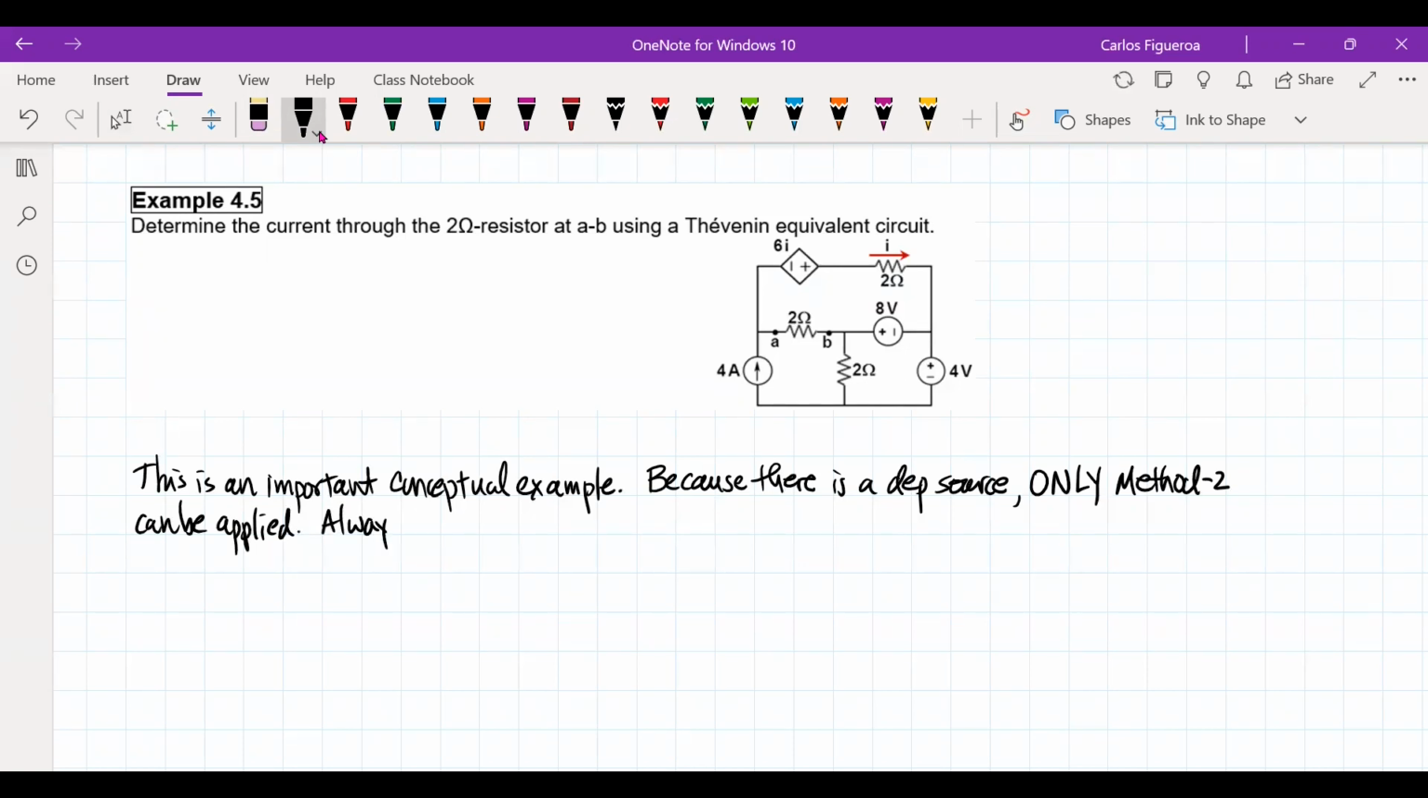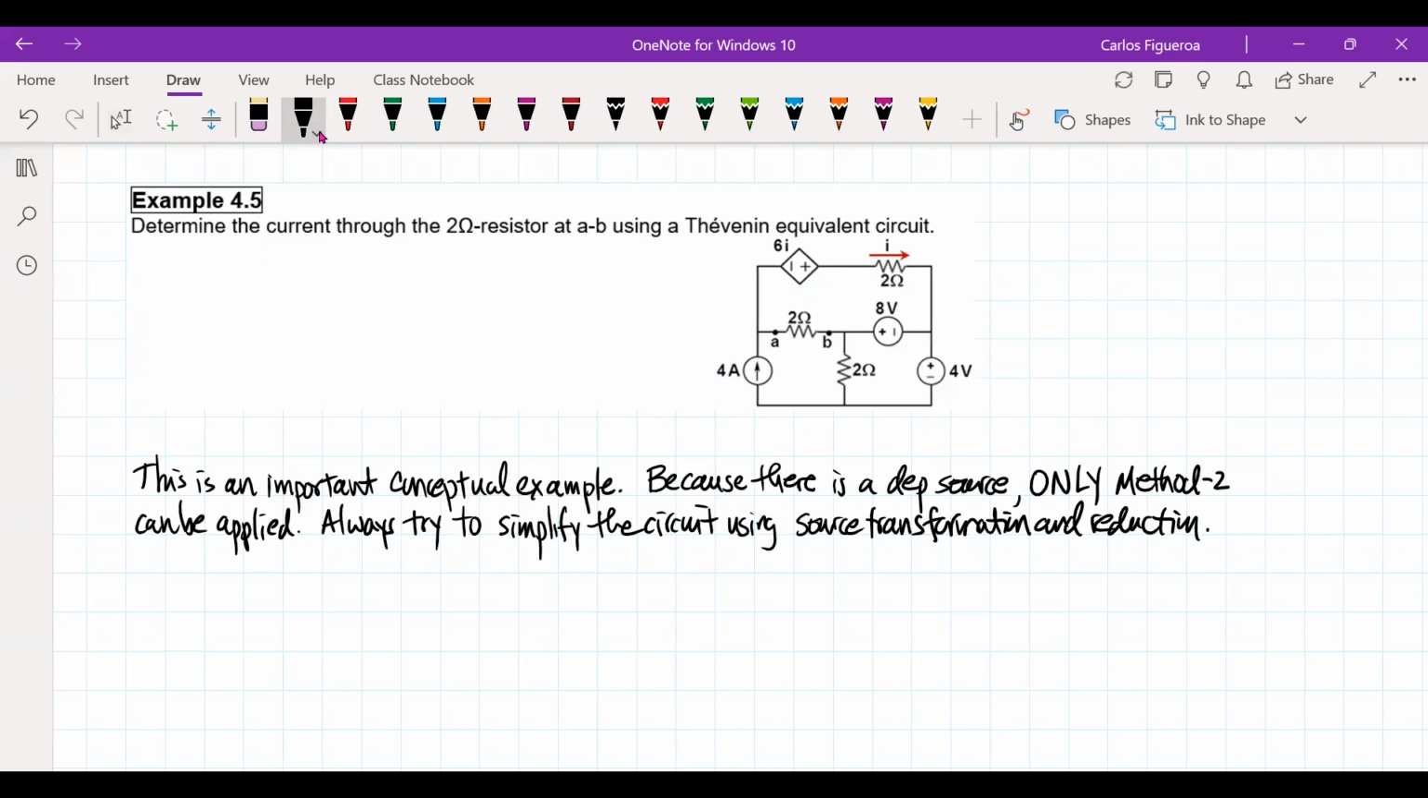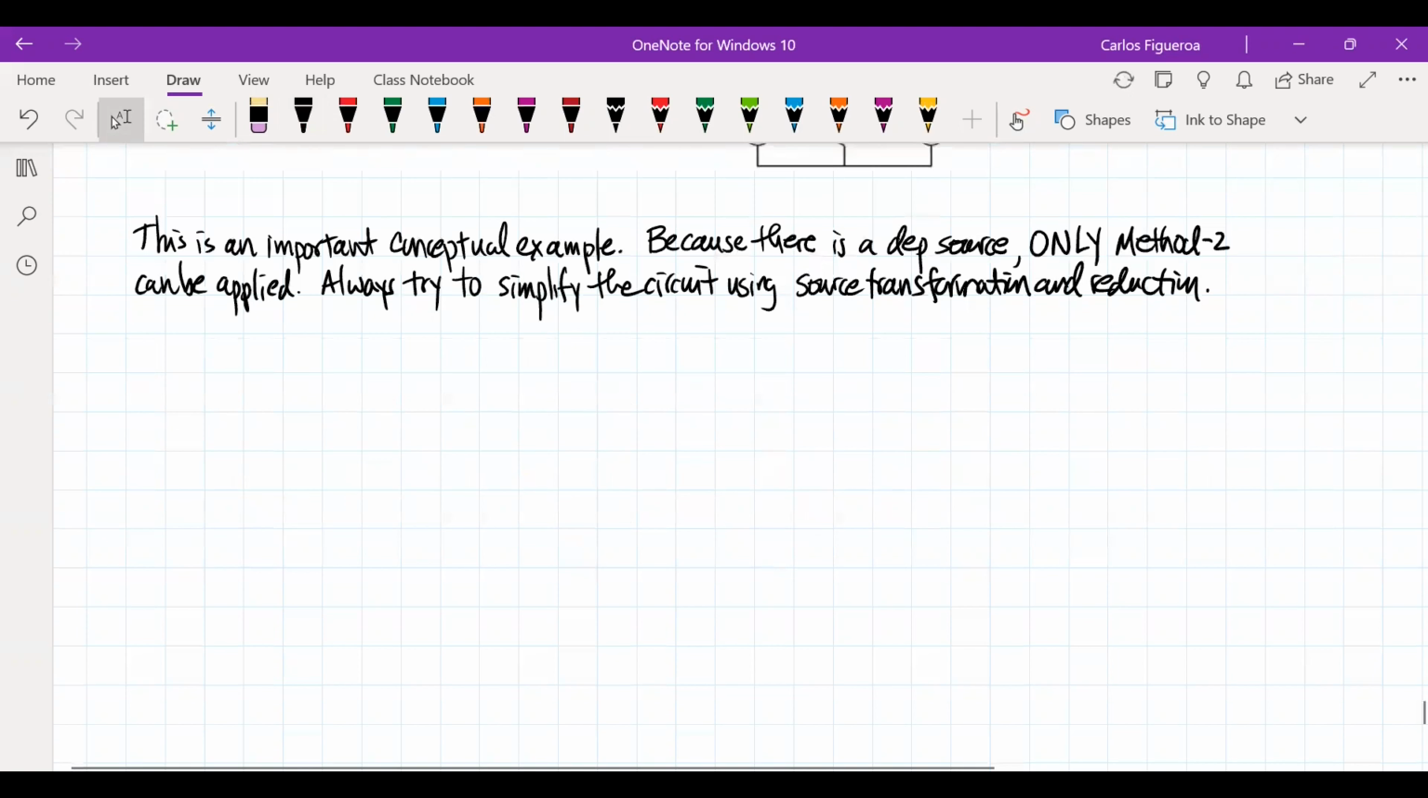Always try to simplify the circuit using source transformations and reduction. In this case, there is no reduction available, so I can't do either of these. So then we move forward here.